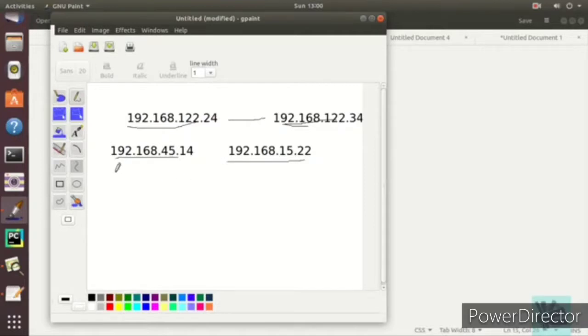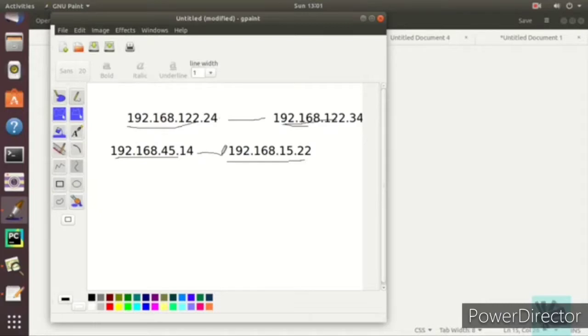A 24 prefix means the network ID is 192.168.45 here and 192.168.50 there, a different network ID, so you can't connect between these systems. So you find this is easy. Now we are talking about another concept.